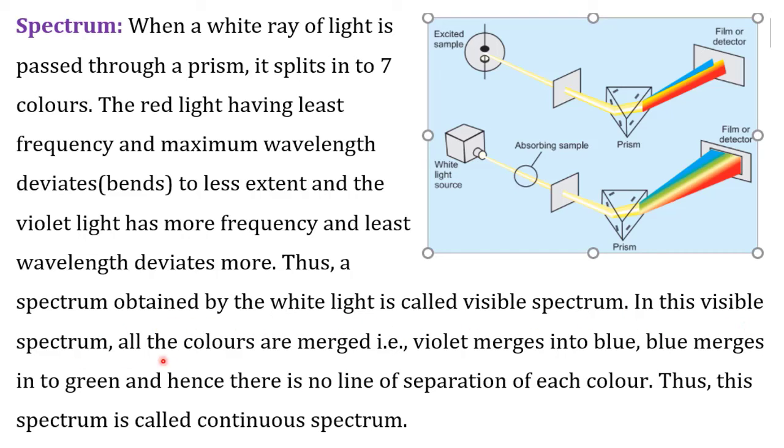In this visible spectrum, all colors are merged. That is, violet merges into blue, blue merges into green, and hence there is no line of separation between colors. Thus, this spectrum is called a continuous spectrum. A rainbow is an example of a continuous spectrum. Now let us discuss the atomic spectrum.